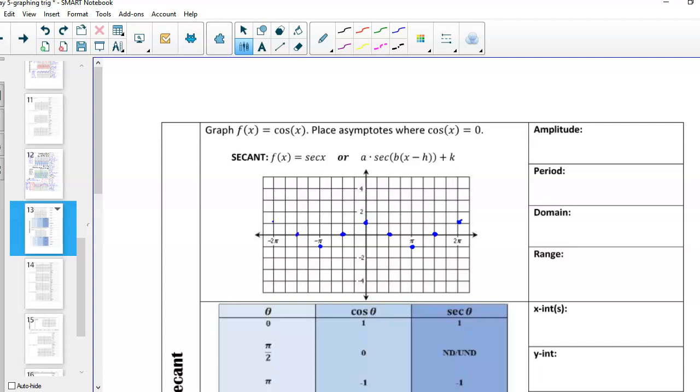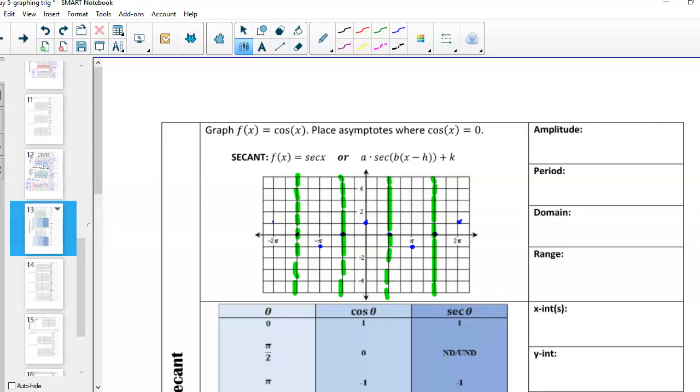The points that are 1 and -1, secant can still be those points because the reciprocal of those numbers are still those same things. But anytime cosine hits 0, secant will then be undefined. Secant will have asymptotes anywhere where cosine is 0. Which also means this will not have an amplitude, this will not have a midline, because it doesn't go back to that point.